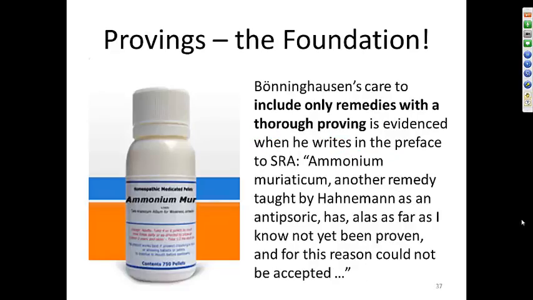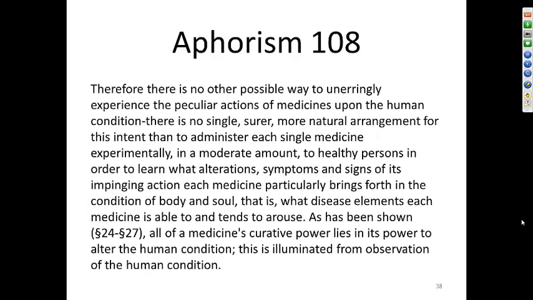And Bönninghausen was very careful to make sure that these remedies, before they were introduced into his repertories, had been thoroughly proven. And so in relationship to the remedy ammonium muriaticum in the systematic repertory of anti-psoriatic medicines, Bönninghausen wrote, ammonium muriaticum, another remedy taught by Hahnemann as an anti-psoric, has, alas, as far as I know, not yet been proven, and for this reason could not be accepted. And this again echoes Hahnemann's thinking.